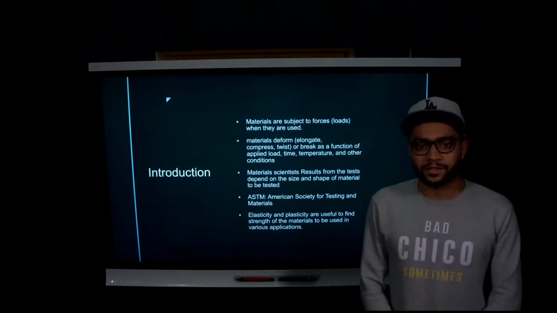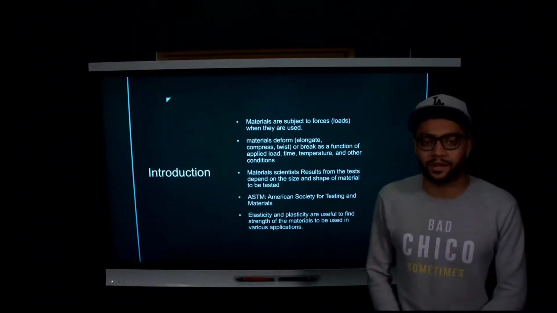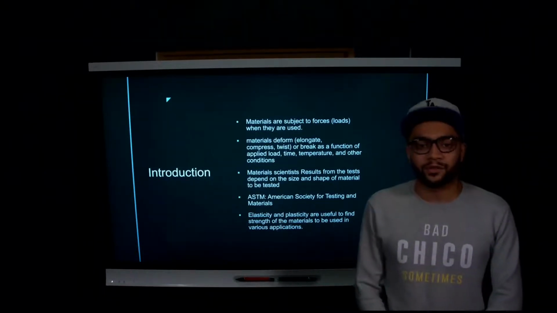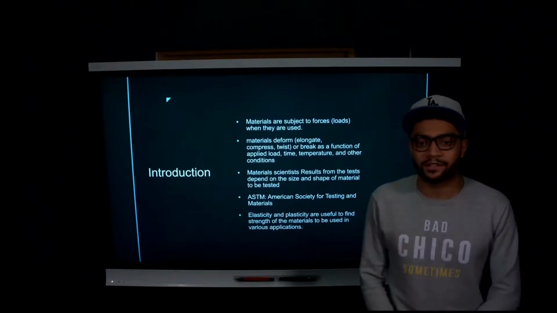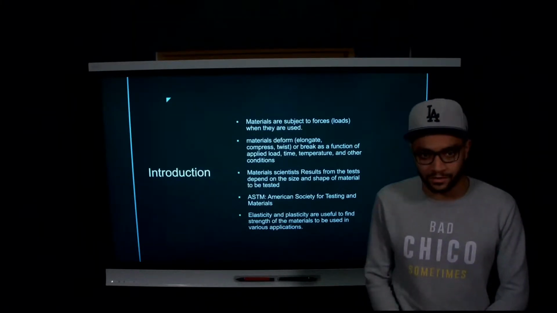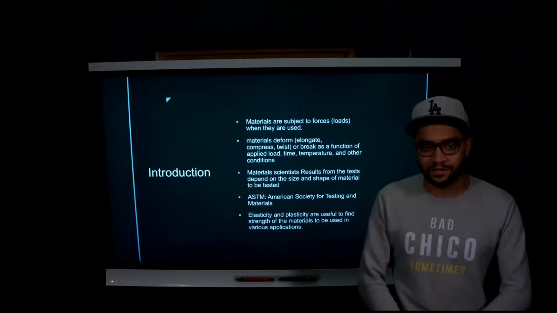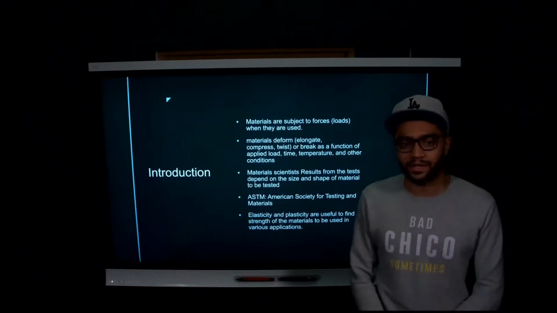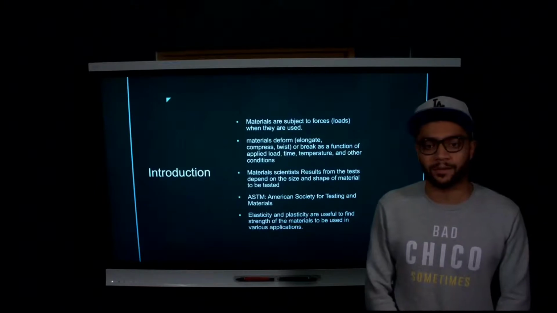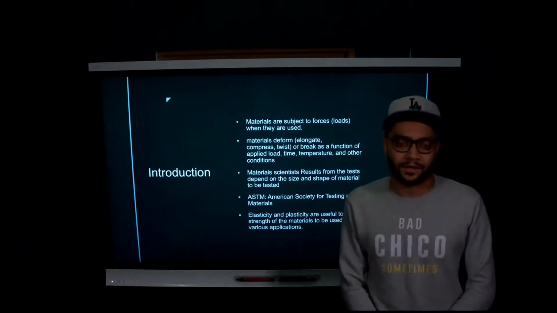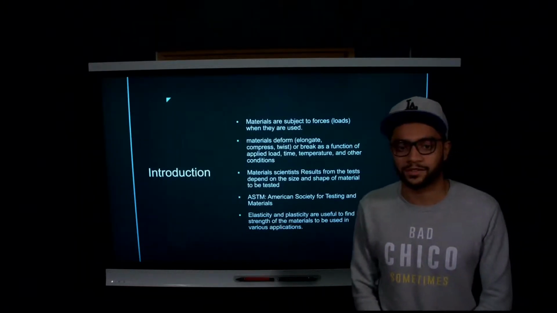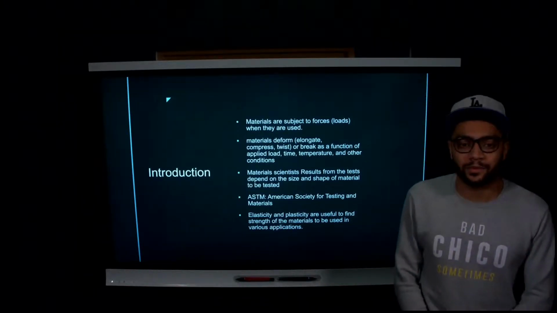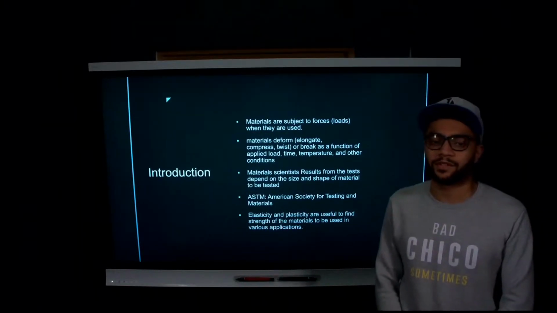Often materials are subject to force loads when they are used. Mechanical engineers calculate those forces, and material scientists study how materials deform, elongate, compress, twist, or break as a function of applied load, time, temperature, and other conditions. Material scientists learn about those mechanical properties by testing materials.